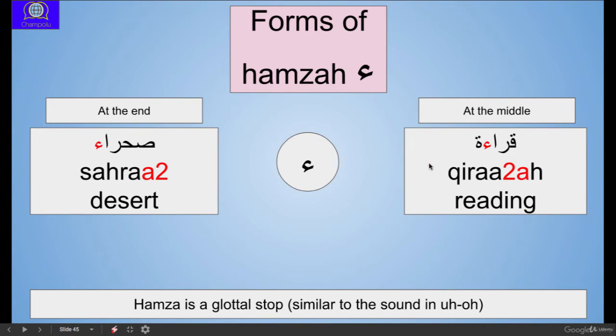For example, when this character exists separately, for a word like qira'ah, you will see this glottal stop at this part, qira'ah. So this is the Hamza sound here. Or you can find it at the end, something like sahra, which means desert, and this is the glottal stop at the end.